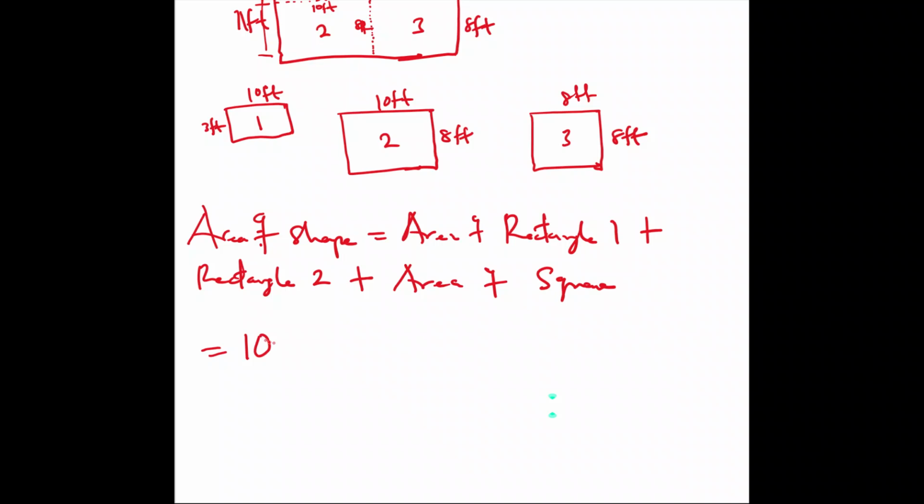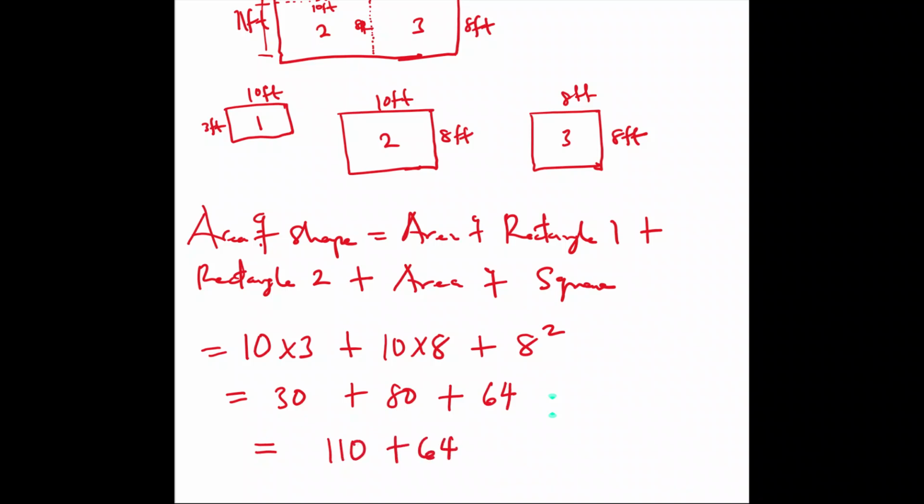Okay, so if we do that, that will be 10 times 3, that's length times width, right? Plus 10 times 8 plus 8 squared. Okay, so 10 times 3 will be 30, plus 10 times 8 will be 80, plus 8 squared. 8 times 8 is 64, right? So 30 plus 80 is 110, plus 64. So our final answer should be 174 feet squared.